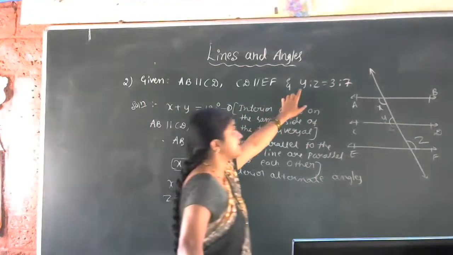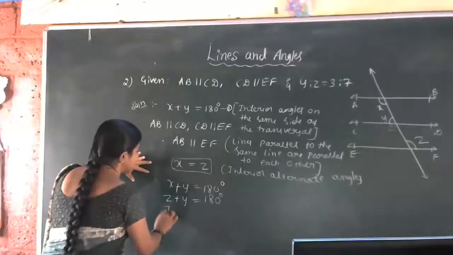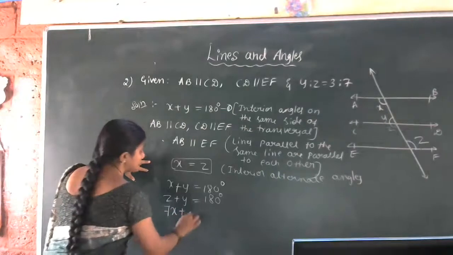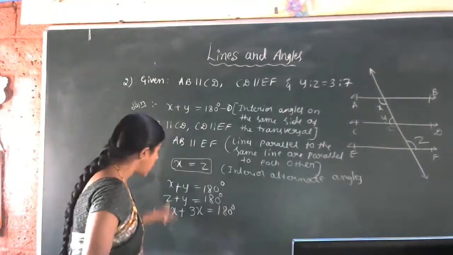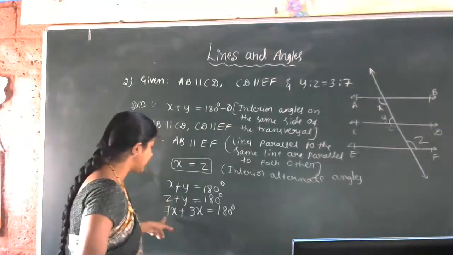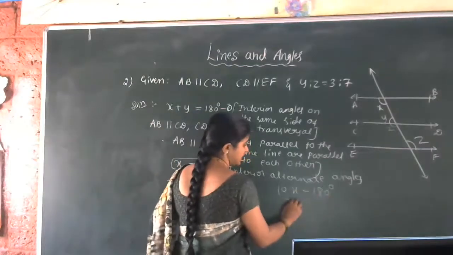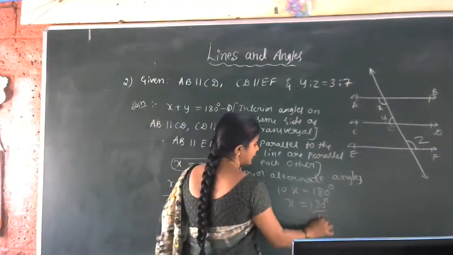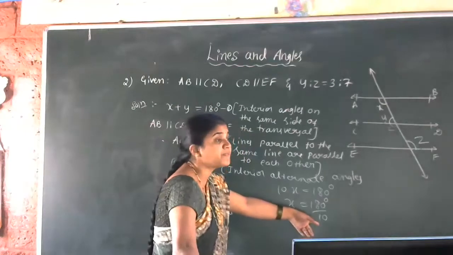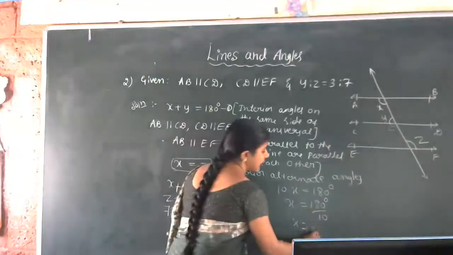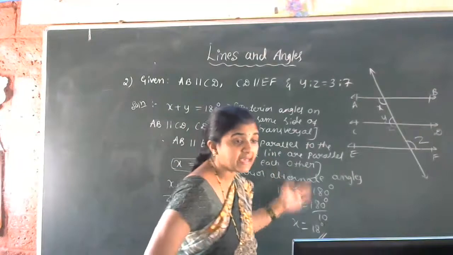Here the ratio is given. y is to z is 3 is to 7. So here the z ratio is 7x and the y ratio is 3x, which is equal to 180 degrees. Is that clear, students? 7x plus 3x is 10x is equal to 180 degrees. Therefore, x is equal to 180 divided by 10, which is 18 degrees. We got the value x is equal to 18 degrees.